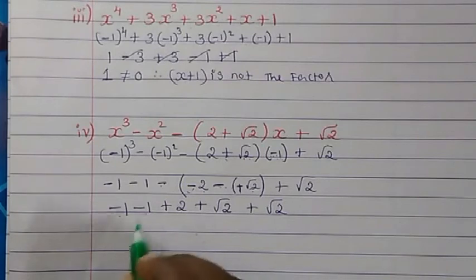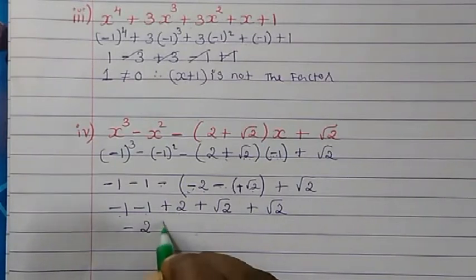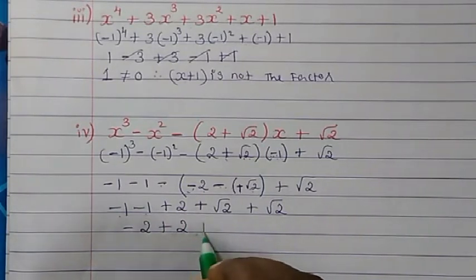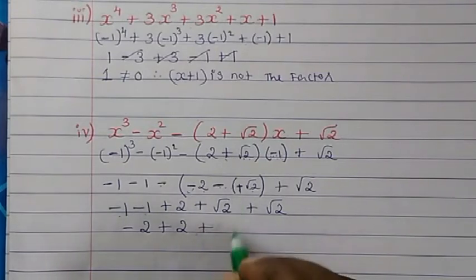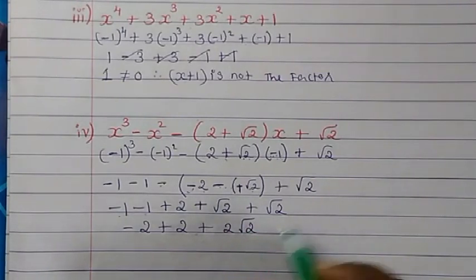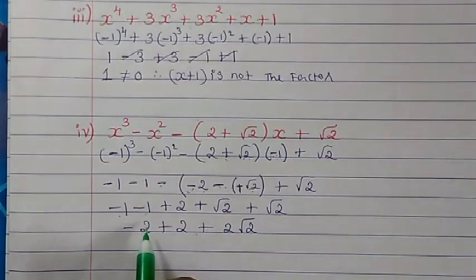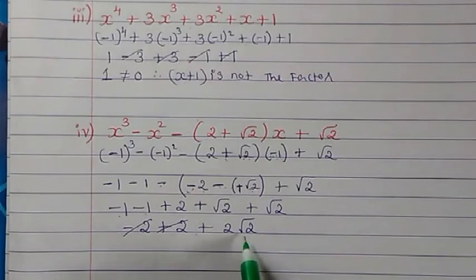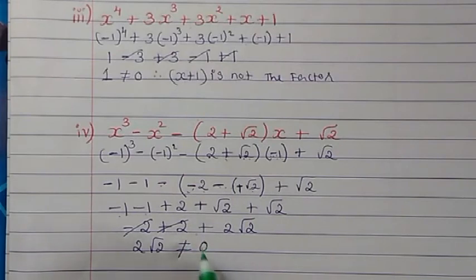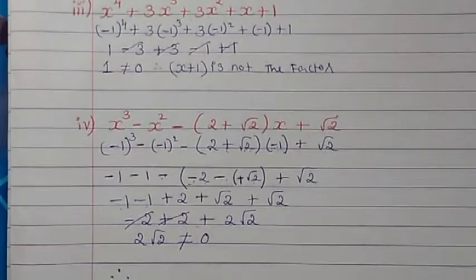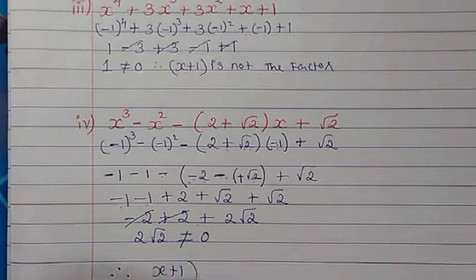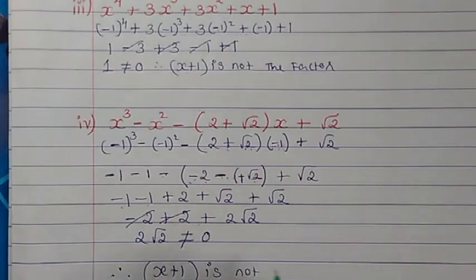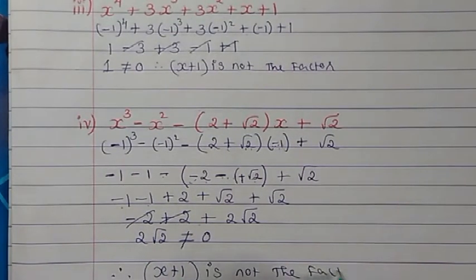So now we have minus 1 will become minus 2, then we have plus 2 here, then we have 2 times root 2. Now this minus 2 and plus 2 will get cut, and then we are left with 2 root 2, which is not equal to 0. Therefore we can say that x plus 1 is not a factor of this polynomial.